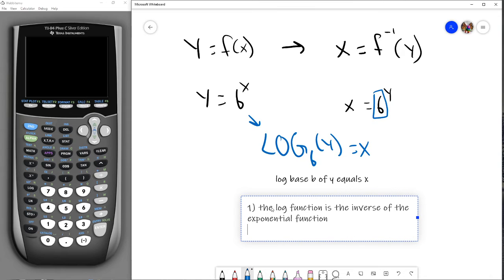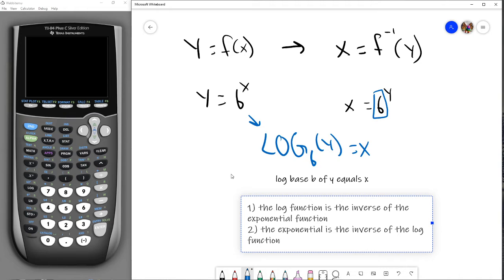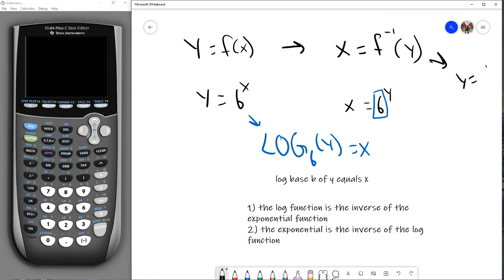And then this raises a second point. The exponential function is the inverse of the log function. And this just follows from the properties of inverses. So if we think about our inverse here, if we were to take the inverse and swap the inputs and outputs, you would actually get the original function back.